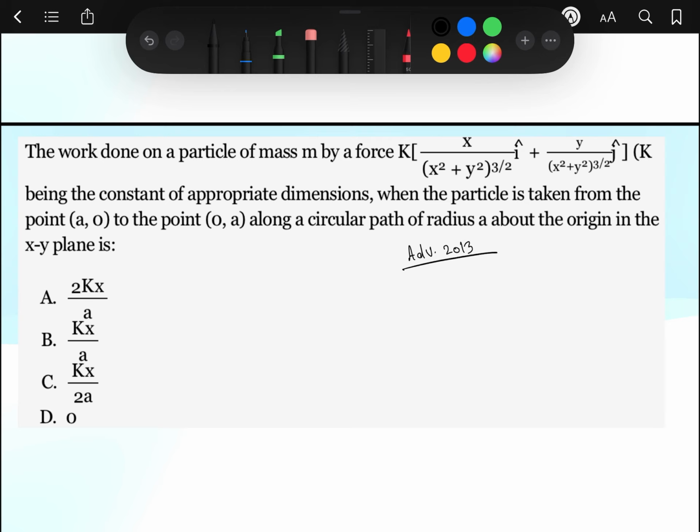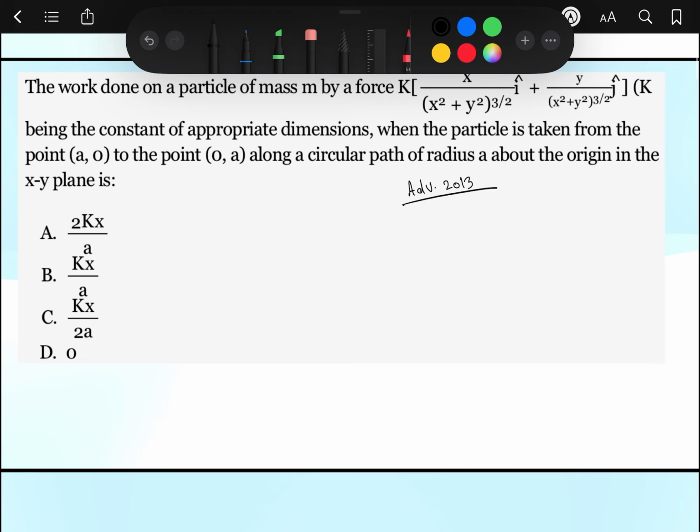Here is the question. The work done on a particle of mass m by a force that is given like this, where k is a constant of appropriate dimensions, when the particle is taken from the point (a, 0) to (0, a) along a circular path of radius a about its origin in the xy plane. We have to tell what is the work done by this force.